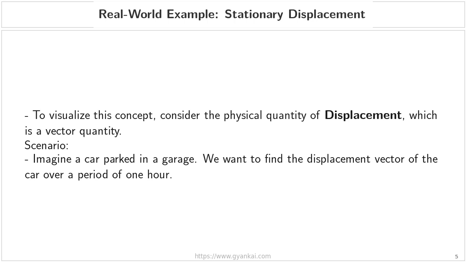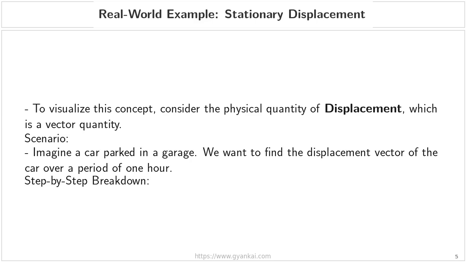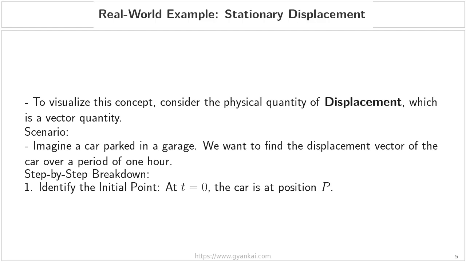Let's walk through a specific scenario. Imagine a car parked inside a garage. Our goal is to determine the displacement vector of this car over a period of exactly 1 hour. To find this, let's follow a step-by-step breakdown. First, we identify the initial point. At time 0, let's say the car is at a specific position, which we will call position P.